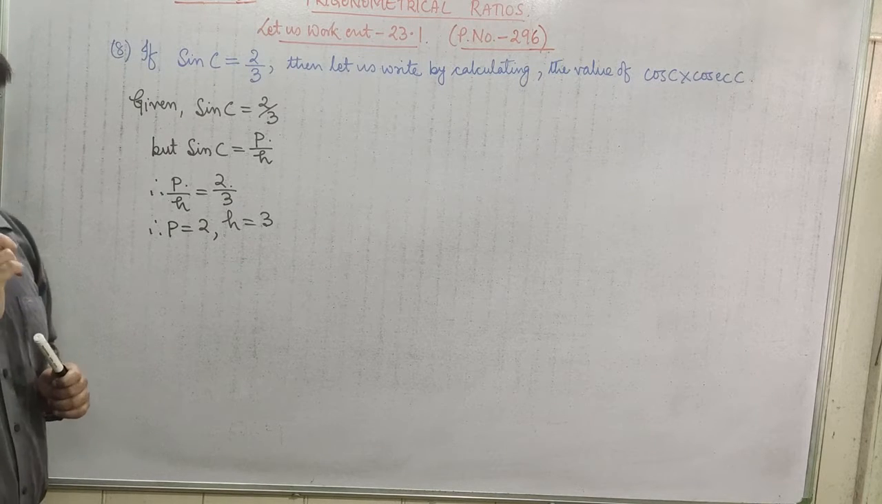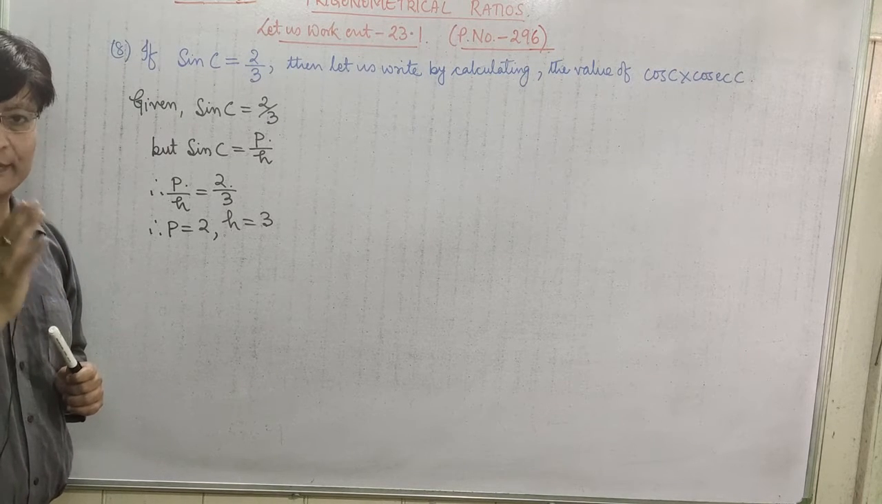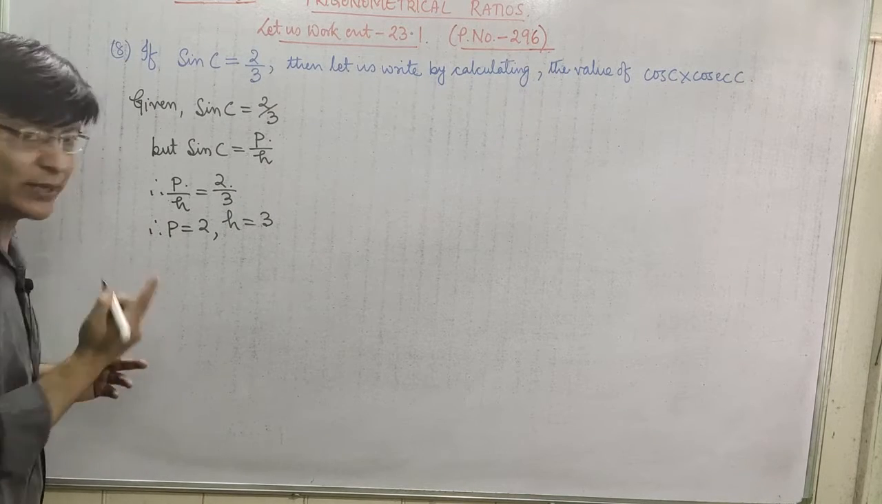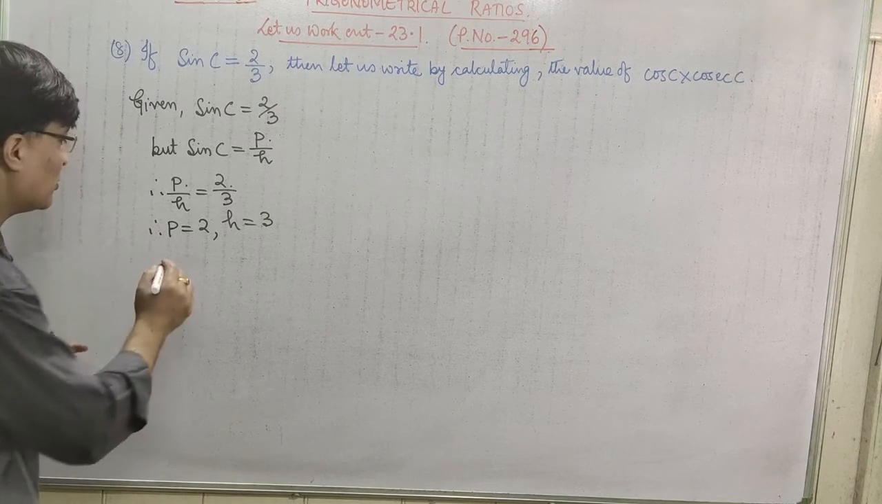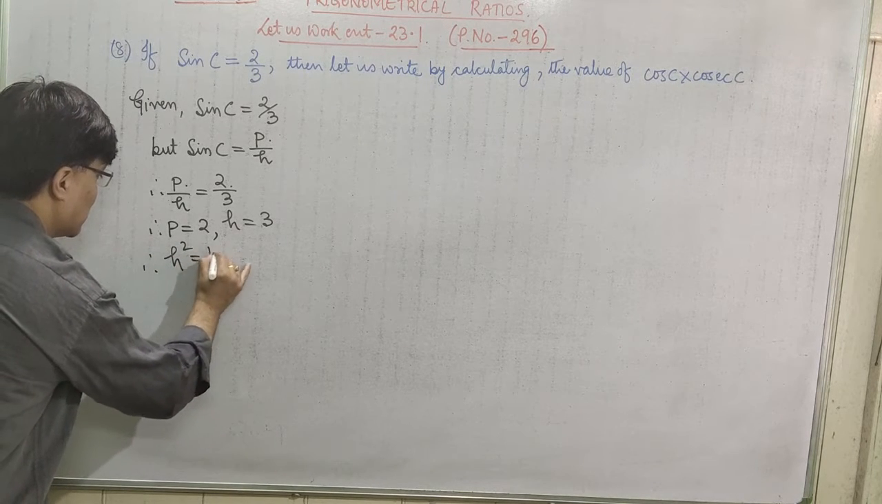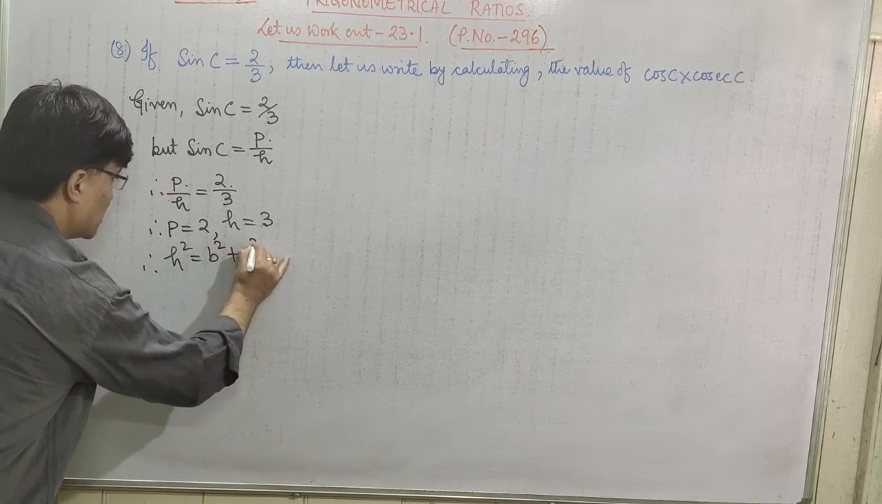So what is the unknown quantity here? Base. B is the unknown quantity here. So from Pythagoras theorem you can get the value of B. You know Pythagoras theorem. What is Pythagoras theorem? H square is equal to B square plus P square.